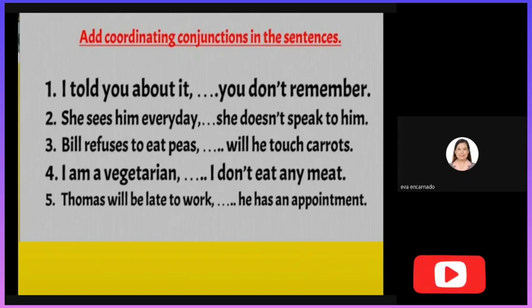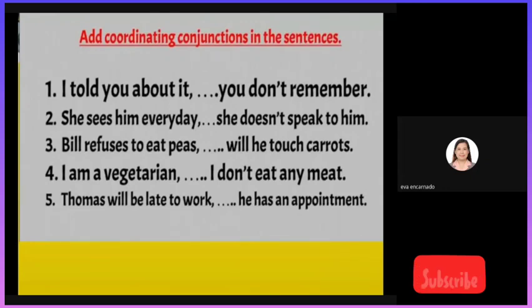Okay? Number 2, she sees him every day, blank, she doesn't speak to him. So, what coordinating conjunction to be used? Is it so or yet? Alright, so we need to use the conjunction yet. She sees him every day, that's positive. Yet, she doesn't speak to him, that's your negative. Pwede ring but, diba? She sees him every day, but.